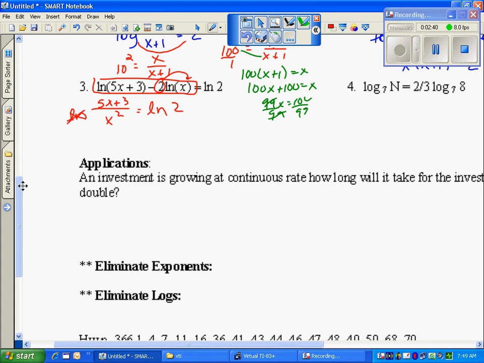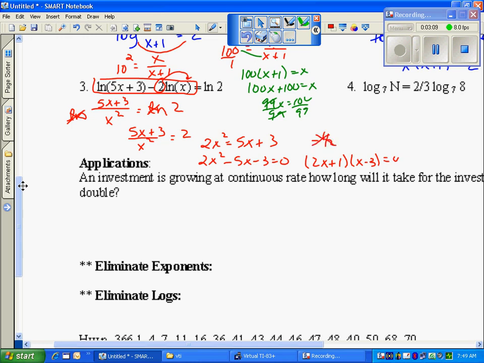Left hand equals right hand. 5x plus 3 over x squared is going to be equal to 2. Cross multiplying, 2x squared equals 5x plus 3. Noticing that I have a quadratic, we're going to go ahead and get everything to one side. We're going to factor 2x plus 1 and x minus 3. So I get 2 answers, negative 1/2 and 3. Recall, you cannot have a negative answer in a log because you can even see that on its graph. So the answer to that would be 3.